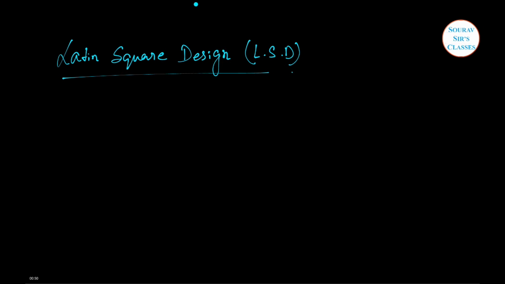A useful method of eliminating fertility variation consists of an experimental layout which will control variation in two perpendicular directions. Such a layout is a Latin square design, in short LSD. Now the next point is the layout of the design.